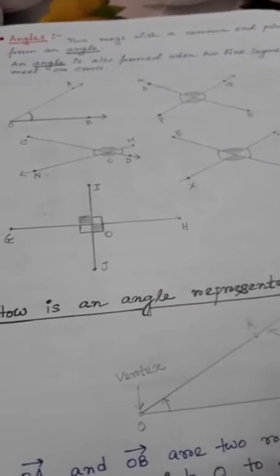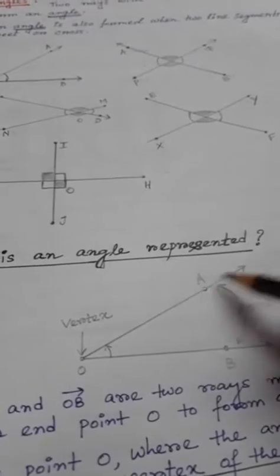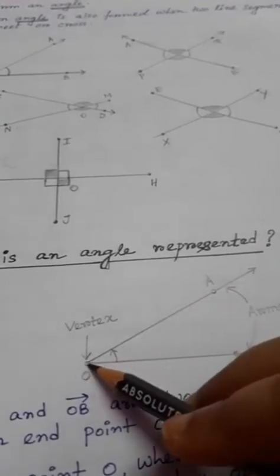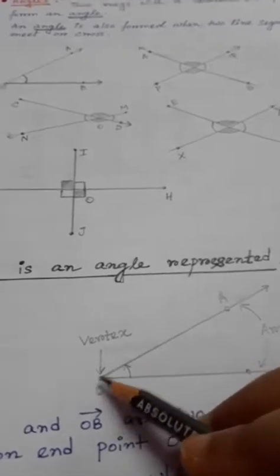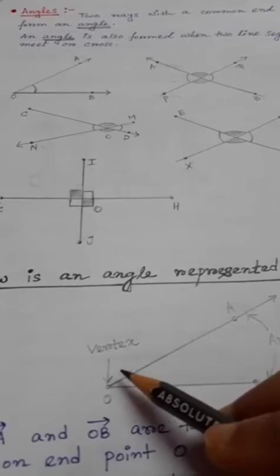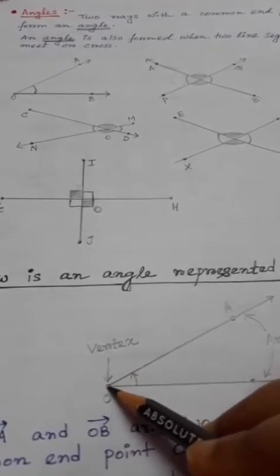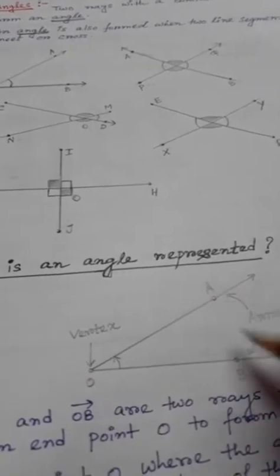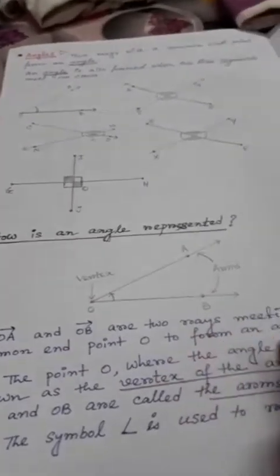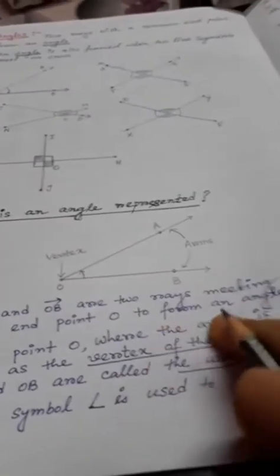So how to represent an angle? Okay, see this diagram. Here I have taken two rays. These two rays meet at an endpoint. So these two rays have a common endpoint, and this is O. This is actually called the vertex, and these two rays are called arms. So OA and OB are two rays meeting at the common endpoint O to form an angle.